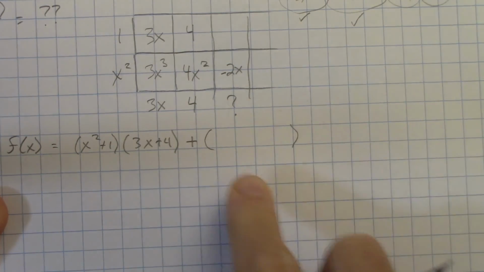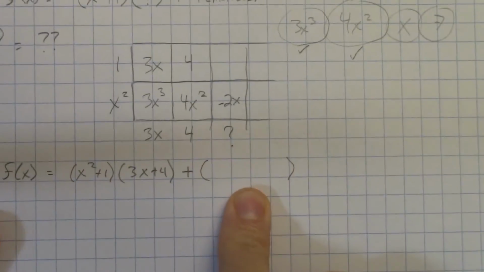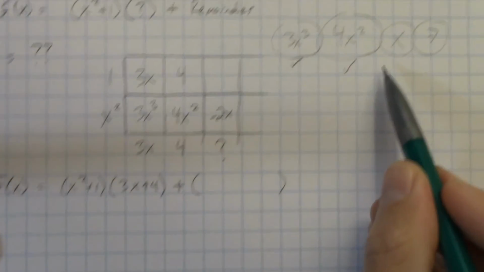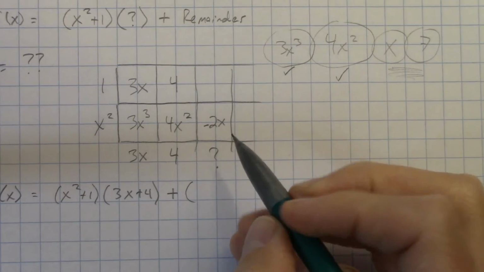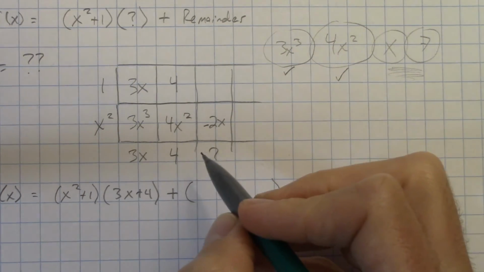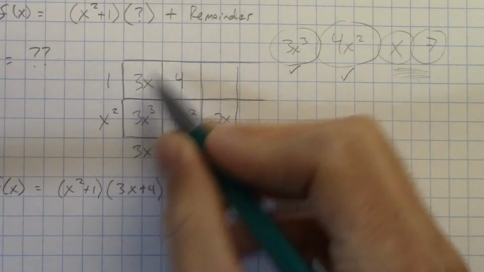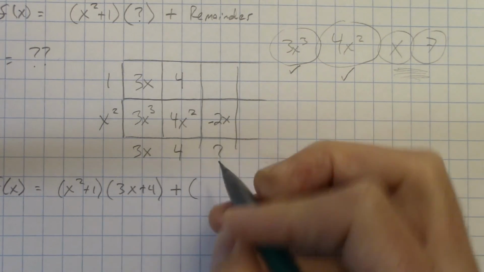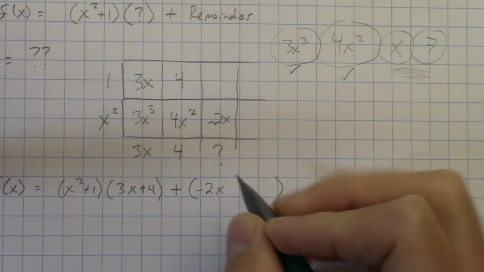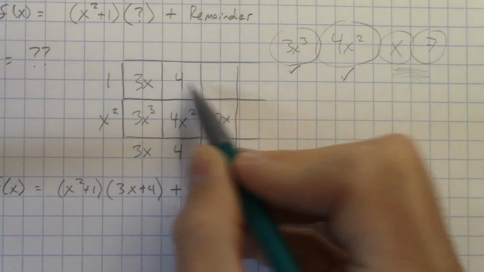Well, what would our remainder be? What would our remainder be? Well, our remainder is whatever else we would need to complete this polynomial. We still needed x and 7. And now I had 3x from all of this to create it. So what else I needed was negative 2x. And what else would I need to get 7? I have 4 here, so I would put a 3.